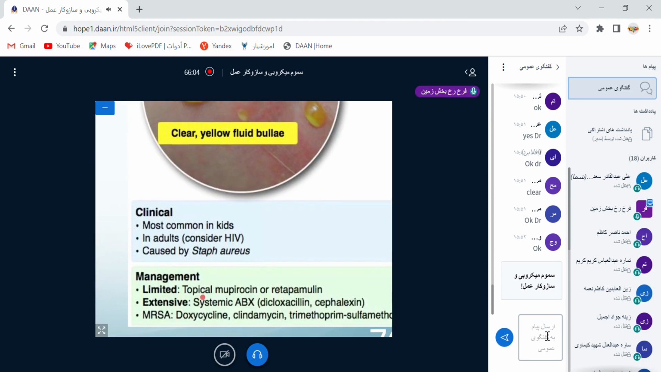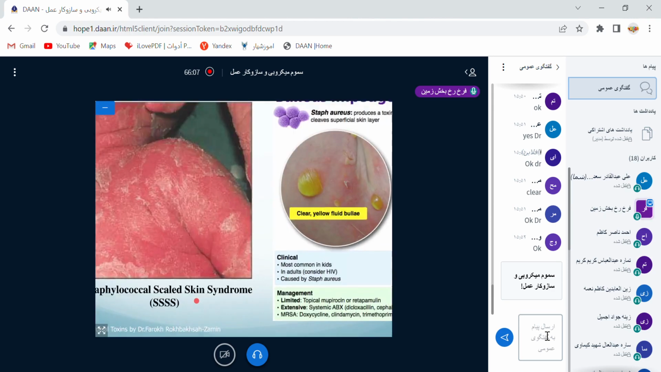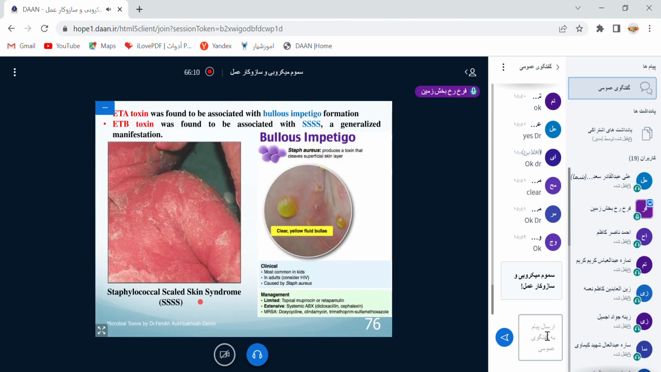Okay, and we don't talk about therapy because we want to focus only on the toxin. We don't talk about epidemiology. We don't talk about the treatment because our course is related to microbial toxins. We don't want to go through other aspects, because we have limited time to finish not all but most of the bacterial toxins. So ETA was associated with bullous impetigo.